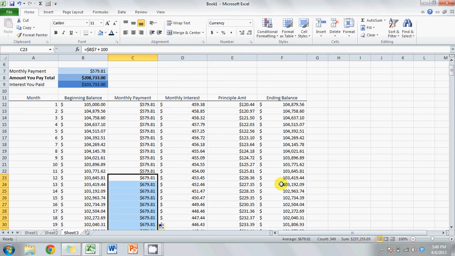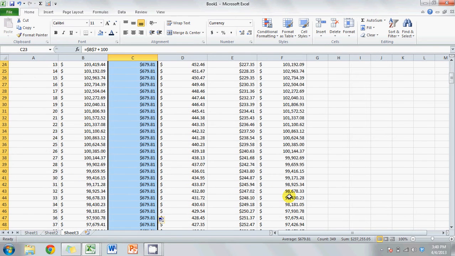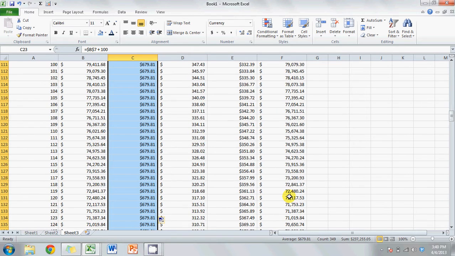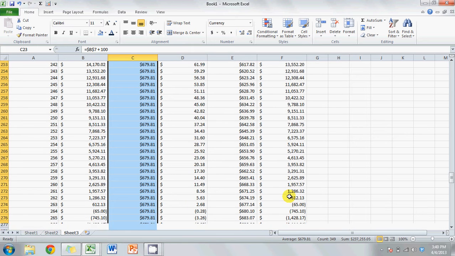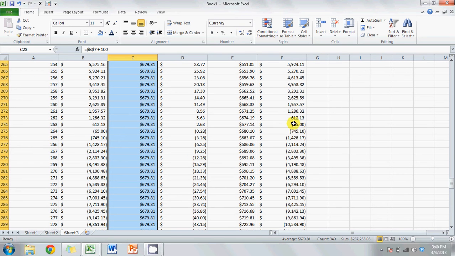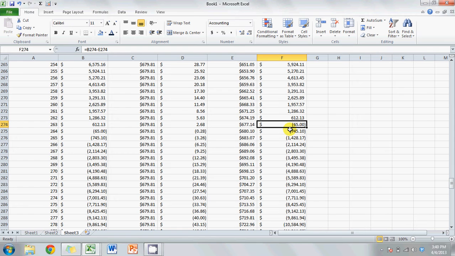Eventually what's going to happen is that ending balance is going to hit a negative right here. So when it's in parentheses, that means you've actually paid off your house. We've actually at this point paid $65 more than what we were supposed to. And if we follow it over, we can see that instead of paying off our house in the 360th month, we're actually able to pay off our house in the 274th month. So we actually just shaved off about 85 to 90 months of payments by paying that extra $100 a month after the first year was over.